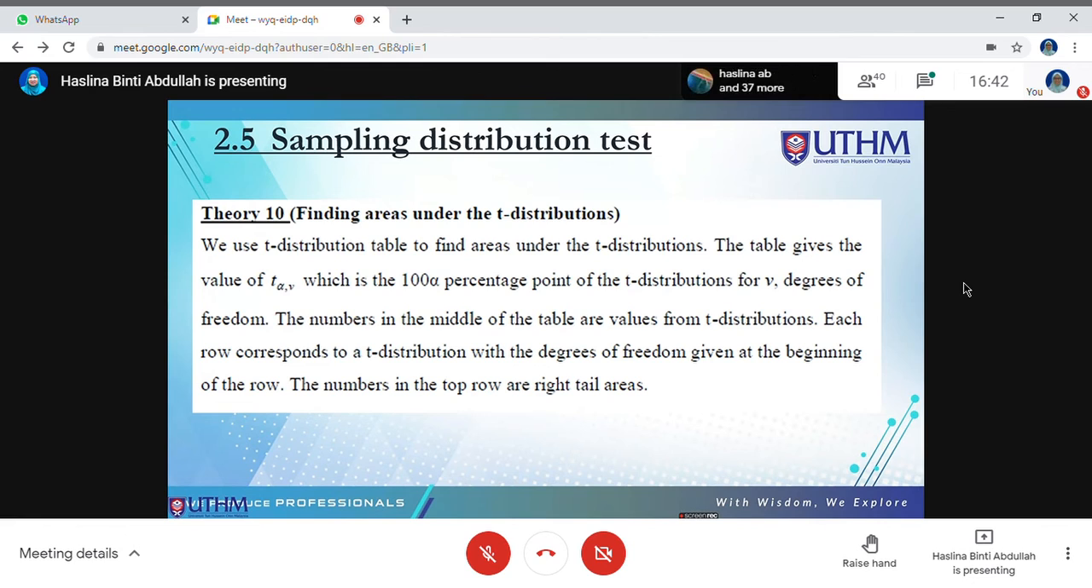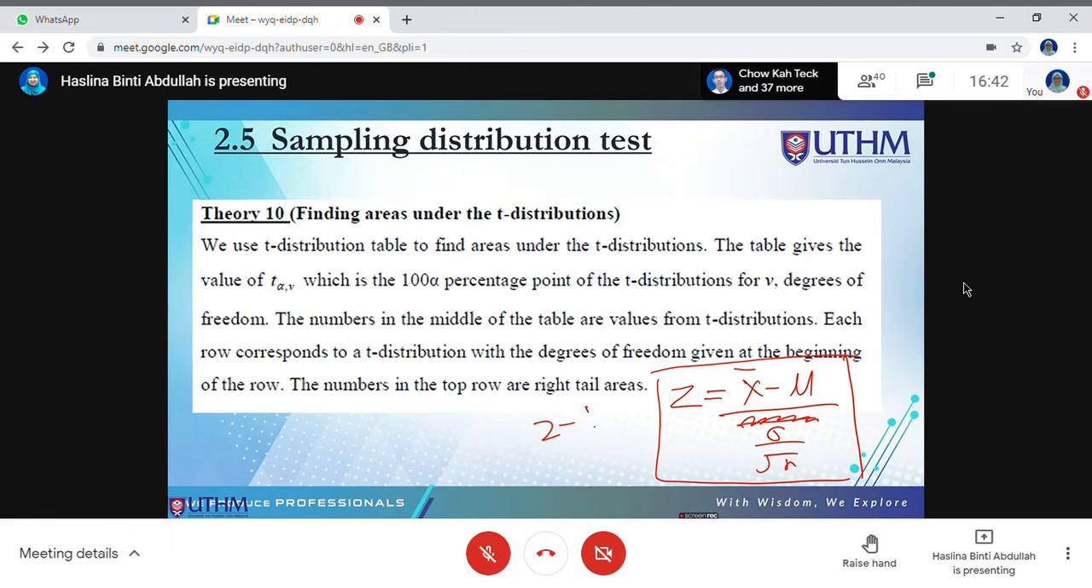Okay, before this, we have learned Z is equal to X bar minus mu divided by sigma over square root of n. Right? This is what we call the Z test. The formula for the Z test. Z test refers to the normal distribution situation.